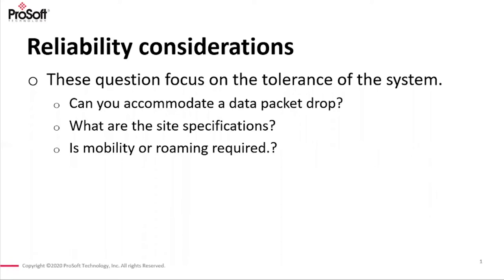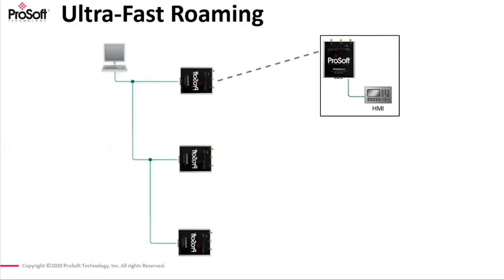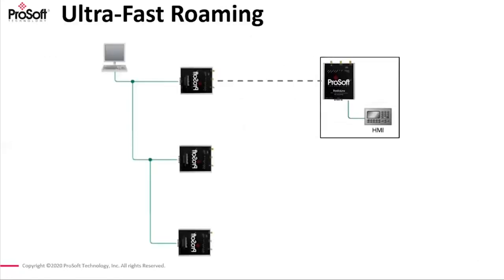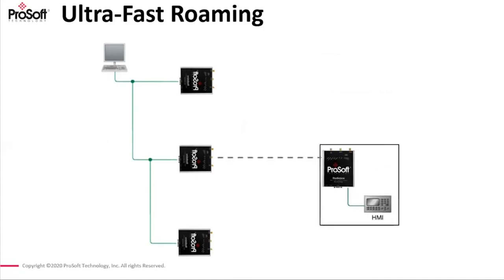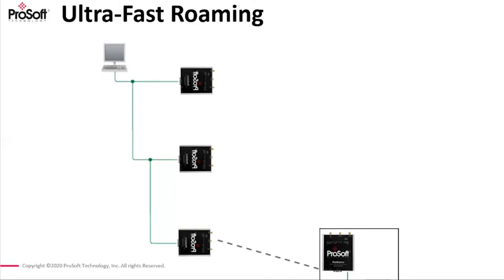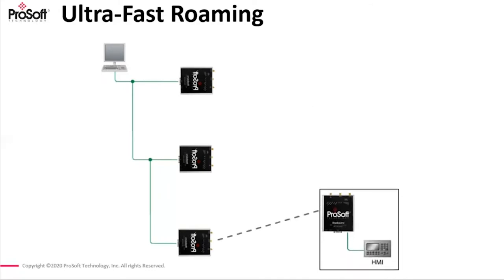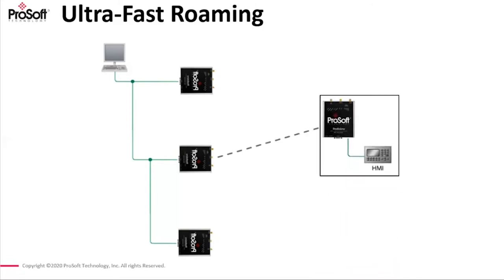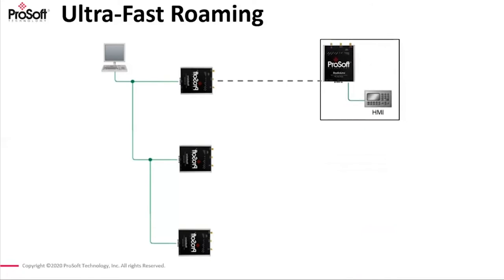Let's go back to our elevator example. Firstly, we know our elevator has to be mobile, or else it will just be a no-window jail cell. Right off the bat, we will need a wireless solution that will allow our elevator to roam from one radio to another. And you want this roaming to be so fast, no data is lost. You want it to be ultra-fast roaming. That way, as the elevator moves up and switches from one radio to the next, absolutely no packets are lost, maintaining your data integrity.